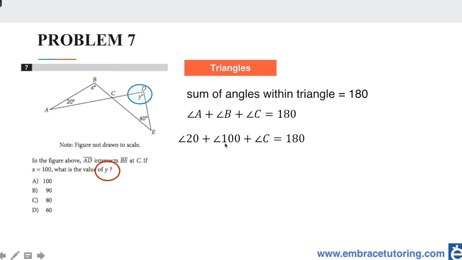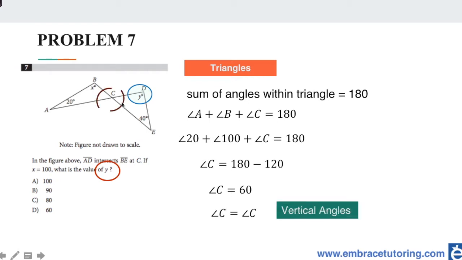Now, if I plug in x, which in this case is angle B, then I get 20 degrees plus 100 degrees plus C degrees is going to be 180. I can then combine my like terms to get 120, and I can subtract them in order to get angle C. Now, the reason why I like getting angle C, where C is going to be 60 degrees, is because now I have vertical angles.